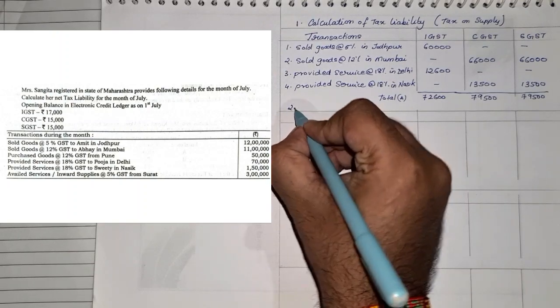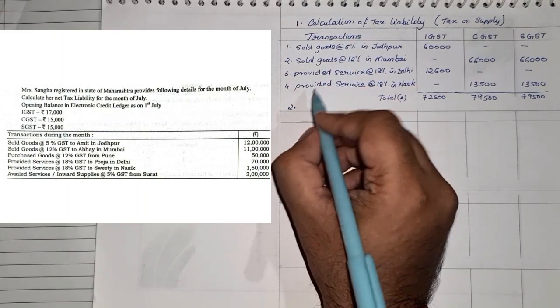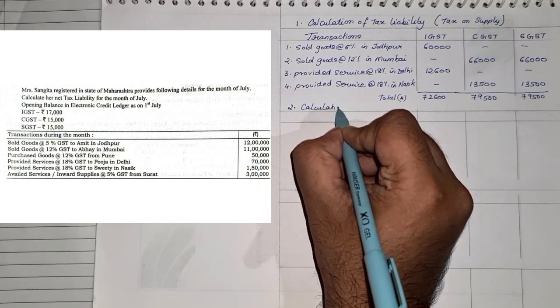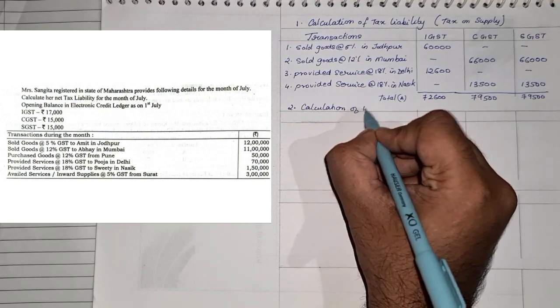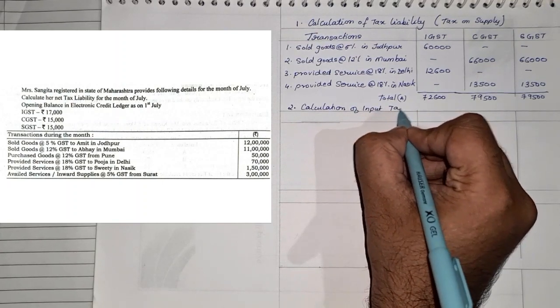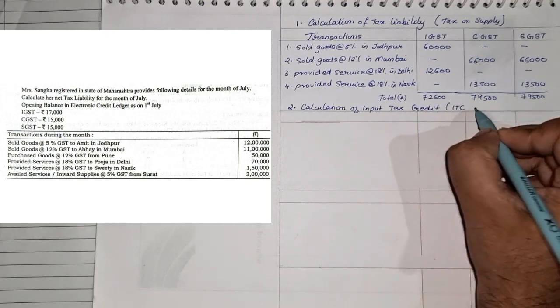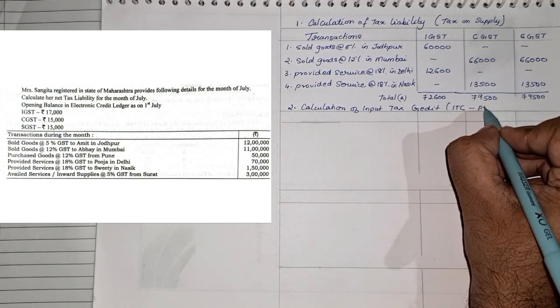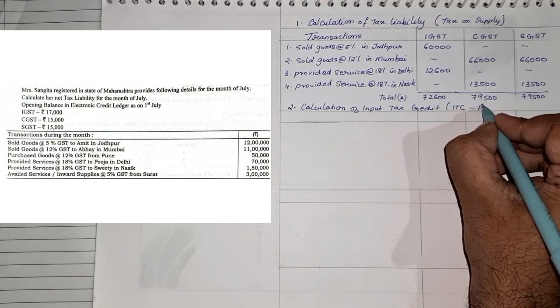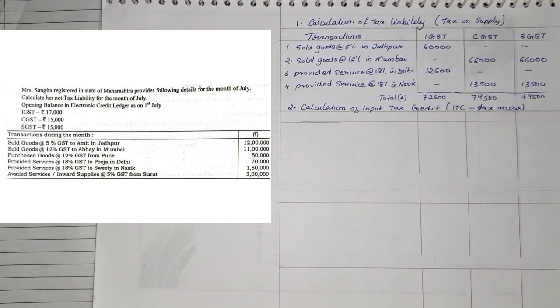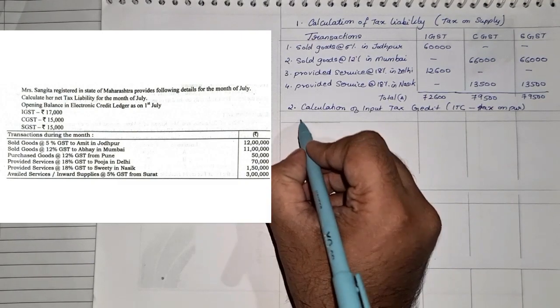Step number 2. This was all on supply, step number 1. Now we'll have all on purchases. So it will be written as calculation of input tax credit. It is ITC, and it is basically purchase with tax. It's basically tax on purchases. So now in the sum there were two purchases. One was purchase goods and one is availed services. Two things were there, so we will take those values.